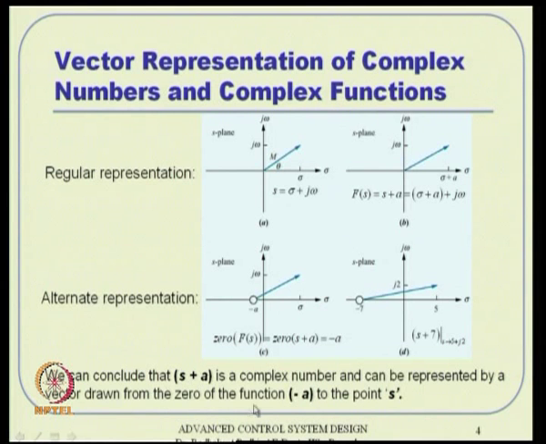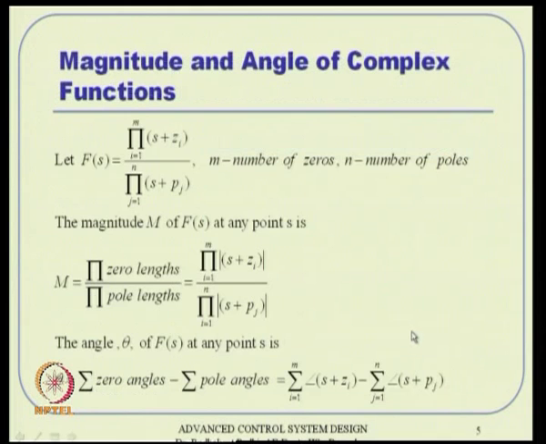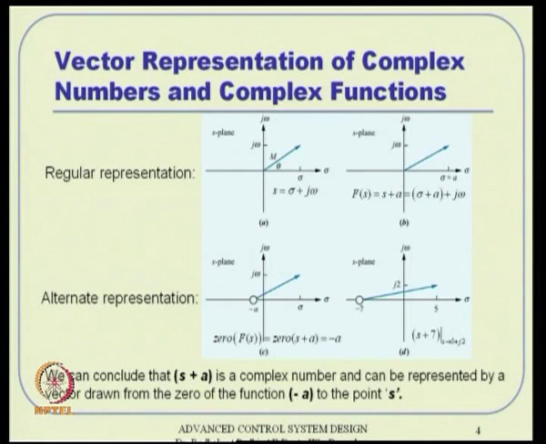So, we can conclude that s plus a is a complex number and it can be represented by a vector drawn from the 0 of the function, which is minus a, to the point s. That is the alternate representation. So, how does it help? Here we took a very simple function. Now, in general we are interested in transfer functions, which are a numerator polynomial divided by a denominator polynomial.